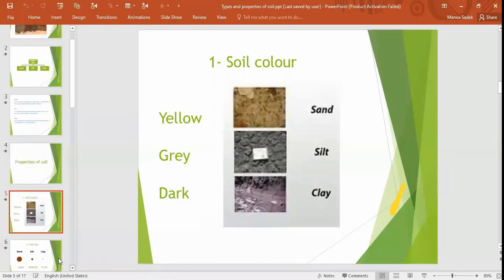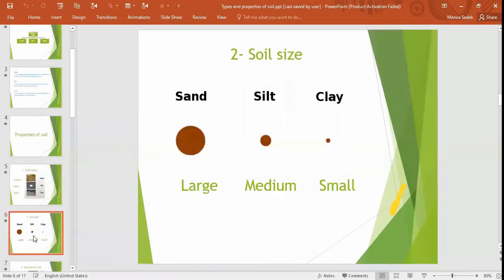Okay? What about the size? The particle size of sand is large. Silt is medium in particle size. Clay is small in particle size. Sand large, silt medium, clay small.